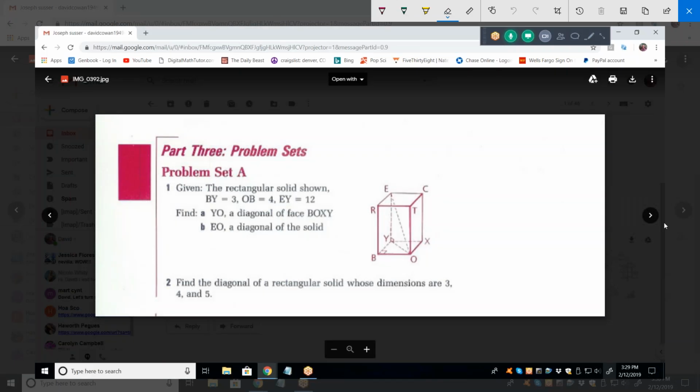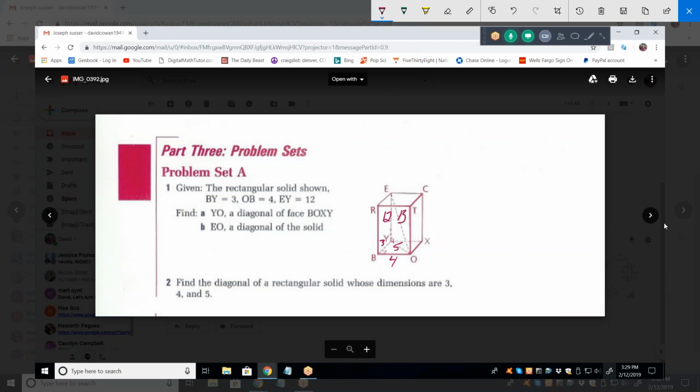First of all, let me label some things here. This is 3, EY. OB is 4. What's E? Excuse me, what is YO? Oh, 5. Right. So that's 5. Now, what's EO? That's 13.